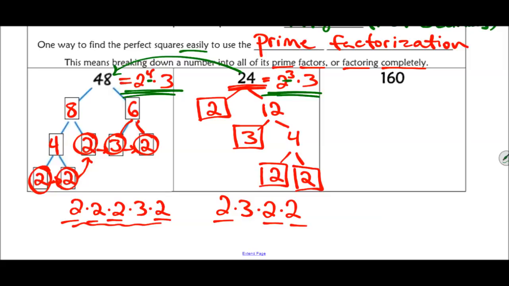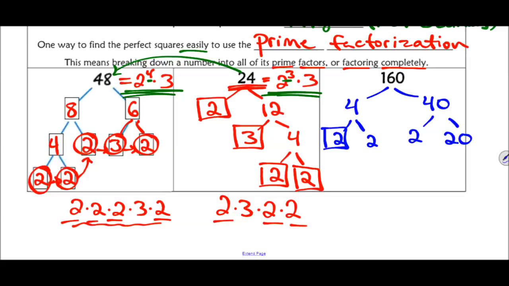I'm going to show you how to prime factor one more number. Let's take 160. Again, you could break this down into any numbers that you want that multiply to be 160. I'm going to choose 4 and 40. Both of those are composite numbers. I can break those down farther. That's going to give me a 2 and a 2. 40 can give me a 2 and a 20. I can't break down 2 anymore, but I can break down 20. That's going to turn it into, let's call that 5 and 4.